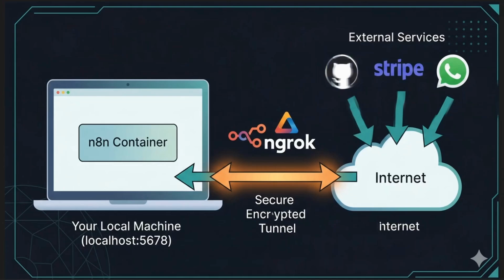So ngrok acts like a receptionist for the external services: they talk to ngrok, and then ngrok sends it to our computer. This enables us to test our webhooks locally during development. We can share our local N8N with a teammate temporarily, and we can receive real-time data from any service without deploying our N8N on a server.